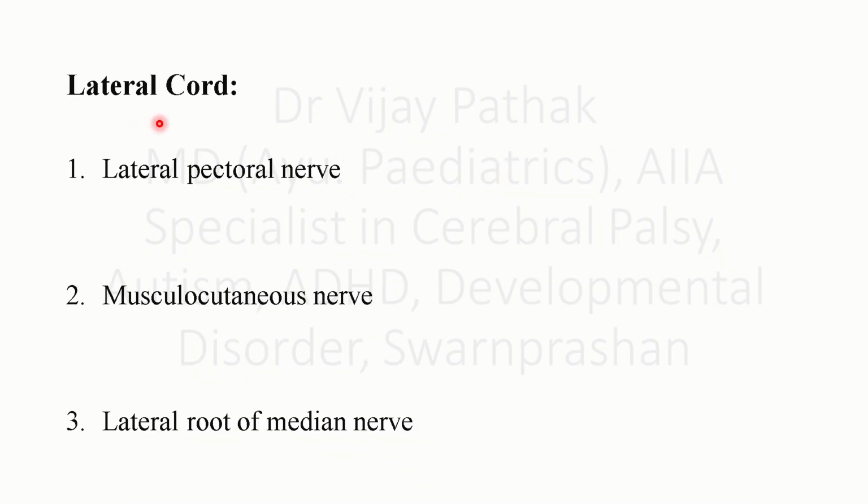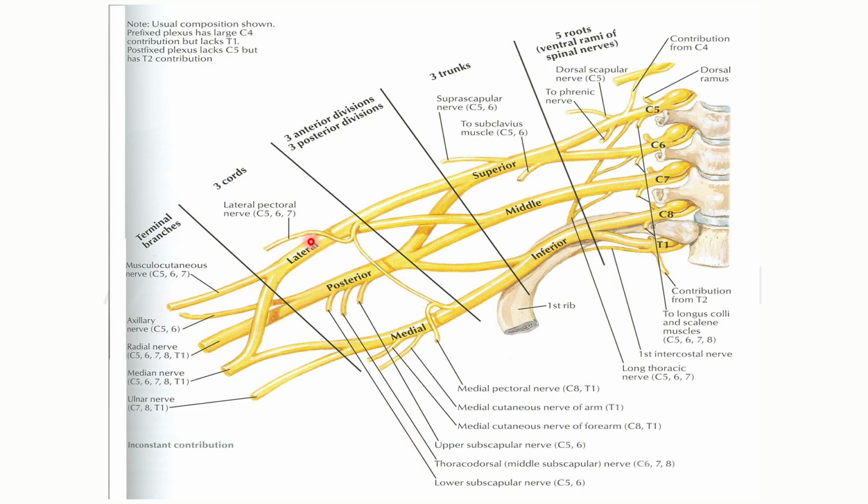Now the branches of the lateral cord. The lateral cord gives three branches: lateral pectoral nerve, musculocutaneous nerve, and lateral root of the median nerve. So we will look at this diagram. This is the lateral cord. The lateral cord is giving the lateral pectoral nerve, one branch. Another branch is the musculocutaneous nerve. And the third is giving the lateral root of the median nerve. This is the lateral root of the median nerve, and this is the medial root of the median nerve.